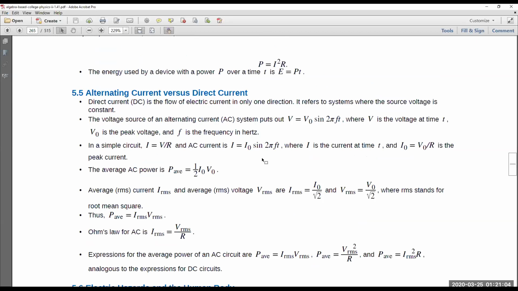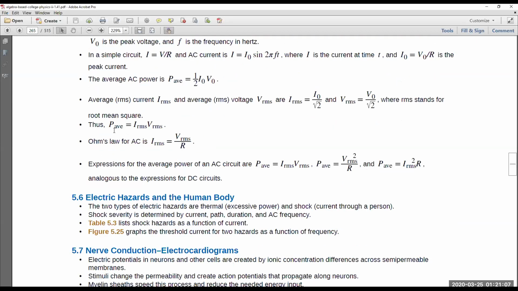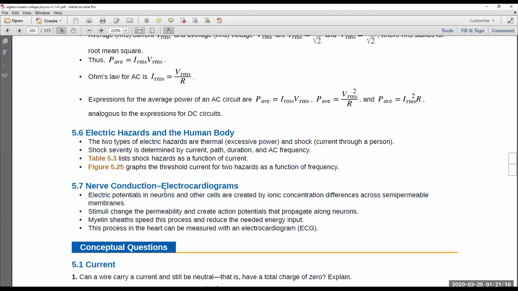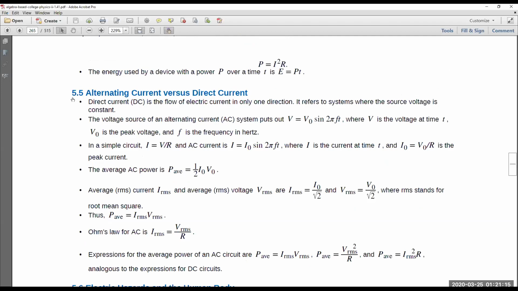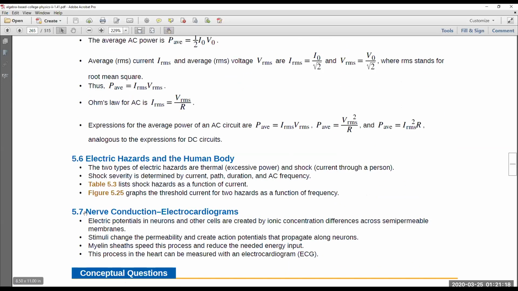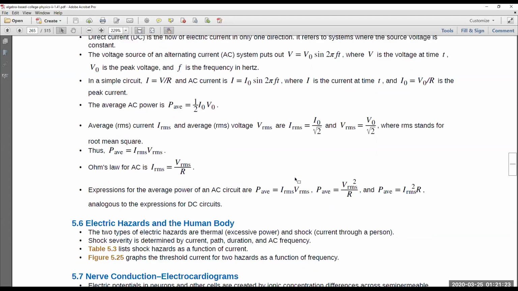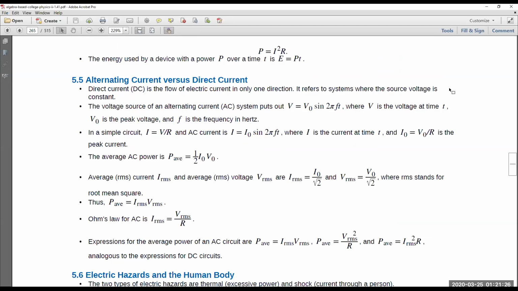Okay, and you can read section 5.5 up to 5.7 for completeness. But sections 5.5 to 5.7 will not be on your test or the final exam, but you need to be aware of the difference between alternating current and direct current, average power, root mean squared value, and so on. You need to be familiar with those terms. Okay? You cannot say you've completed this class if you're not aware of any of these terms.